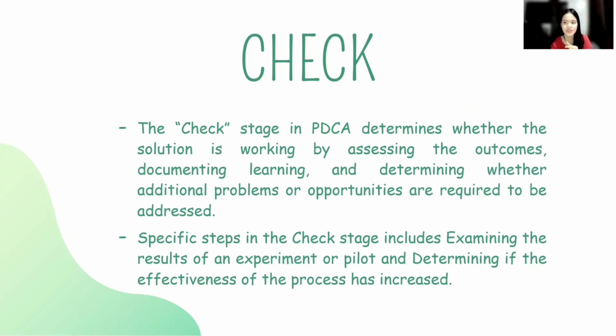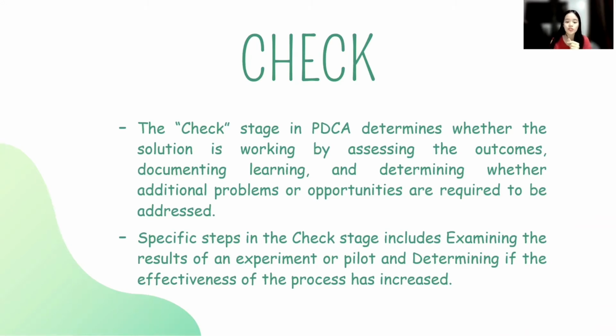So the third phase of the PDCA cycle would be the check phase. In this stage, this determines whether the solution is working by assessing the outcomes, documenting learning, and determining whether additional problems or opportunities are required to be addressed. Specific steps in the check phase include examining the results of an experiment or pilot and determining if the effectiveness of the process has increased.